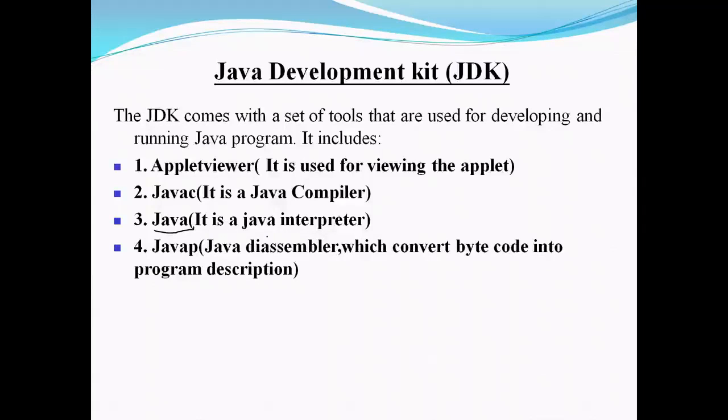Next, javap. This is the Java disassembler, which enables us to convert bytecode files into a program description. So you can convert your bytecode files into a program description by using the javap tool. Like in javac, we convert source code to bytecode, but the same bytecode can again be converted into a program description or a program by using the javap tool. So that is javap.